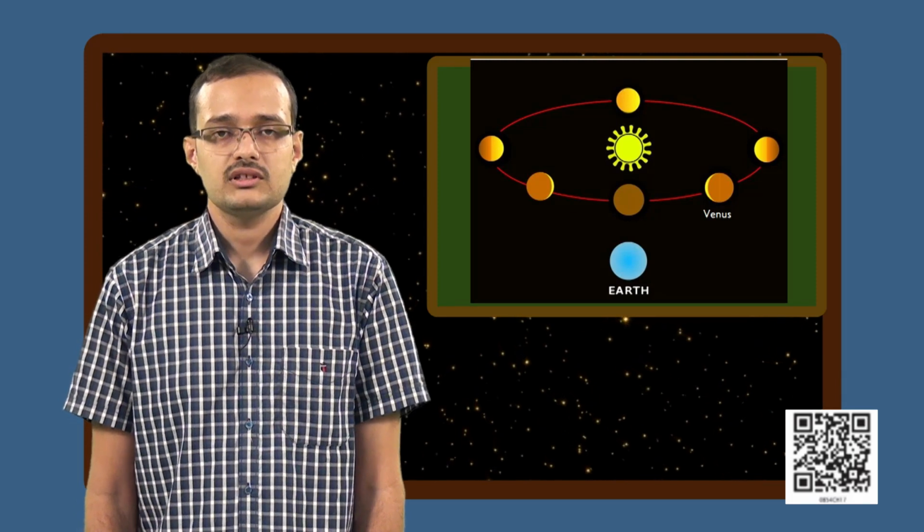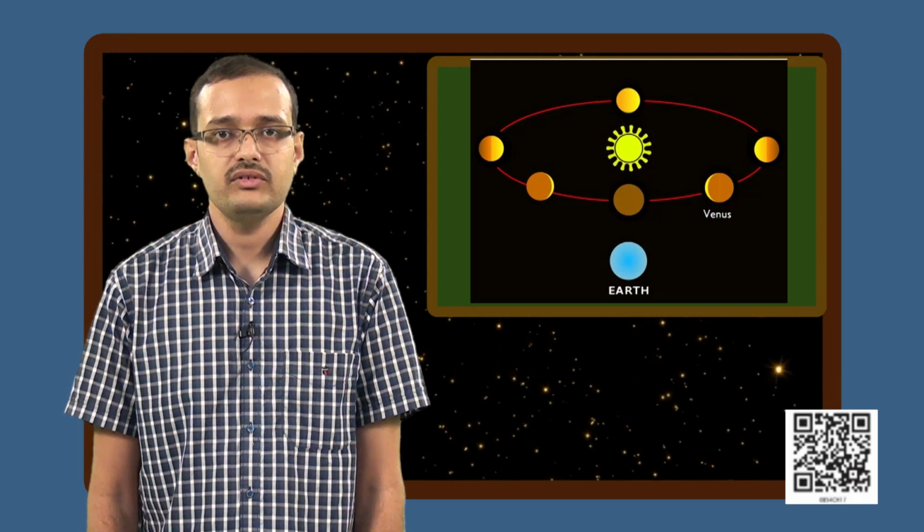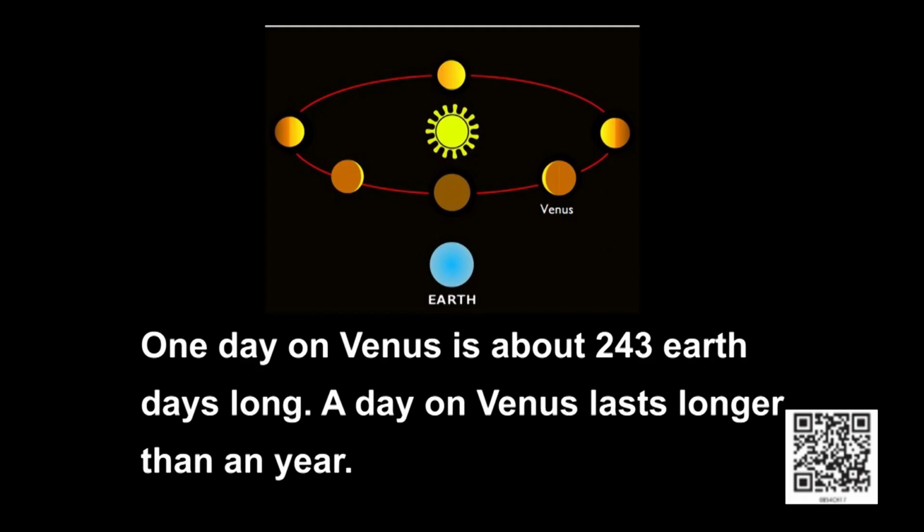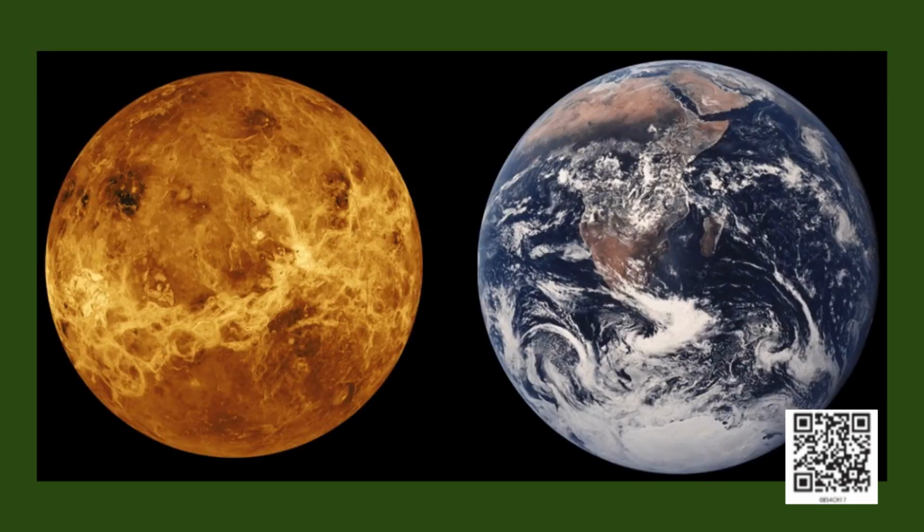Interestingly, Venus rotates about its axis in a very slow fashion. One day on Venus lasts about 243 days on Earth, which means a day on Venus is longer than 1 year on Venus. Venus is nearly as large as the Earth itself.